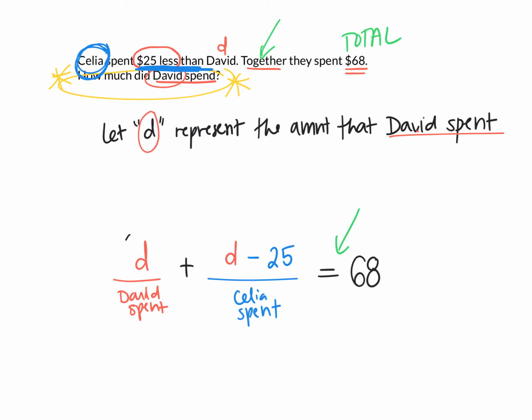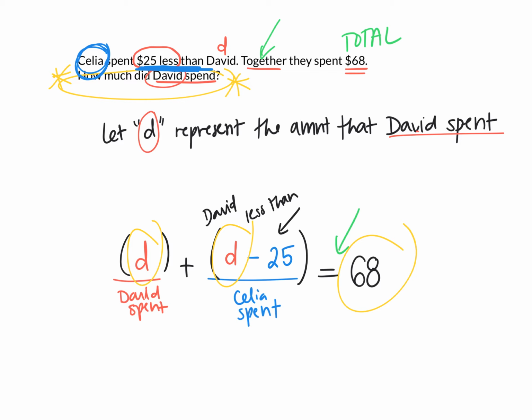Does this make sense? We have D, the amount David spent, plus the amount Celia spent, and the amount Celia spent is $25 less than David. So that's represented by D, the amount David spent, take away 25, and altogether that equals $68. So let's write this out again. We're trying to solve for D, to figure out how much David spent. So we have D plus D minus 25 is equal to 68. What we need to do here is simplify this expression and isolate our variable D. So let's do that on the next page.